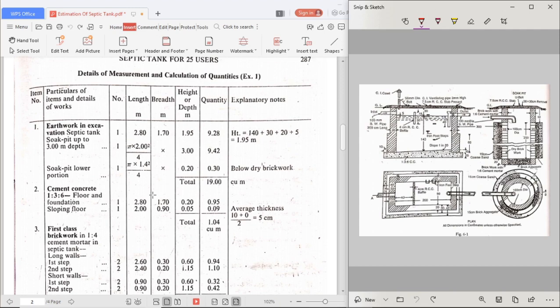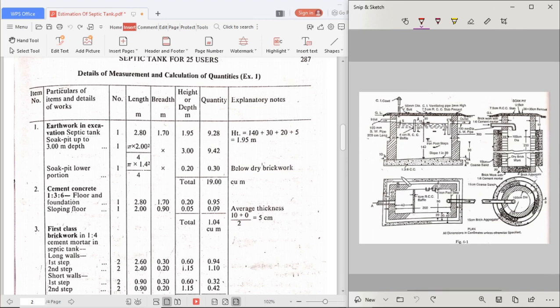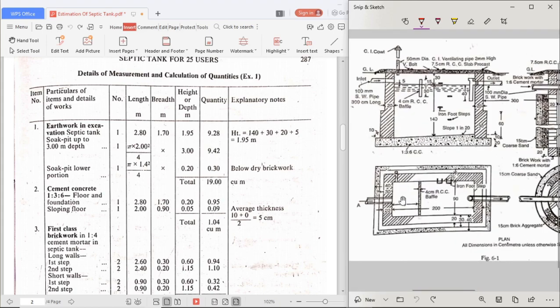As we all know, we use details of measurement form for calculating the quantity, and after finding the quantity we will use abstract of cost form to determine the cost. Okay, so first item of work is earthwork. So earthwork in excavation. Earthwork for septic tank also has to be done, and for the soak pit, for both we have to do. Okay, so first item is earthwork in excavation, in which septic tank will be first one. So number is 1. Okay, then we have to find the length.